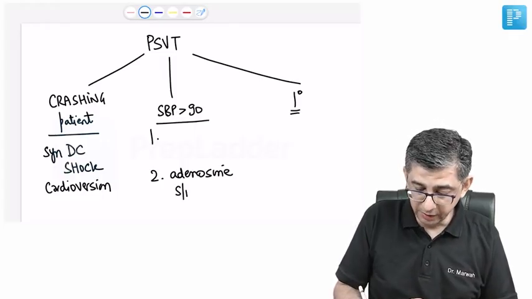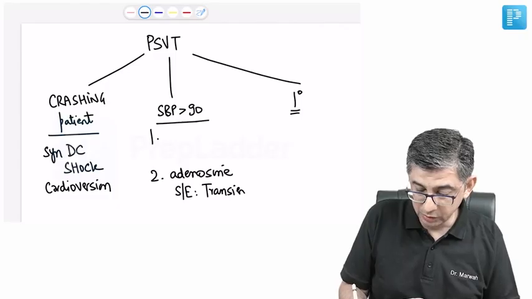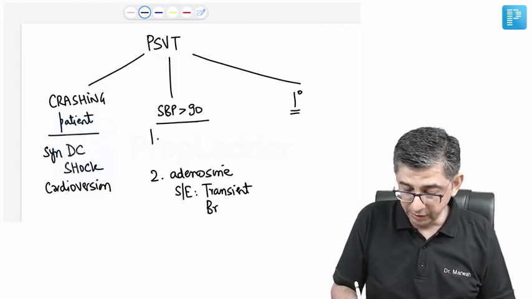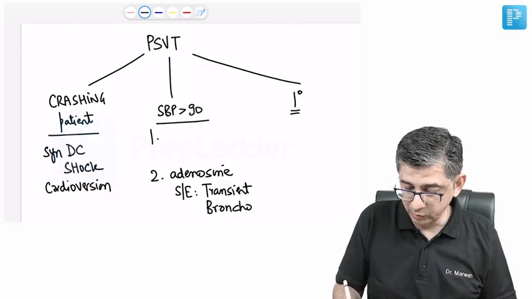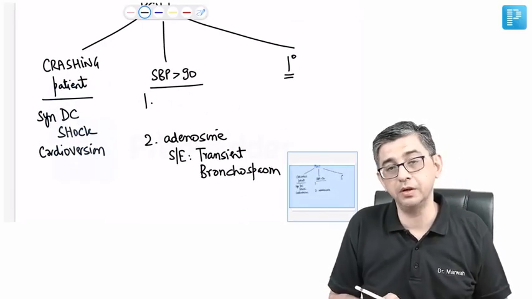Adenosine also has a side effect. It's transient, but still it can freak out a patient. So you must warn the patient that when you give this injection, he might feel a bit suffocated. There's a transient bronchospasm that you see always with adenosine, and this must be forewarned to the patient.